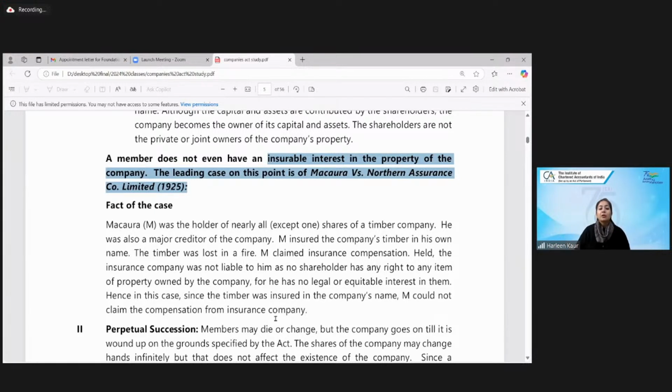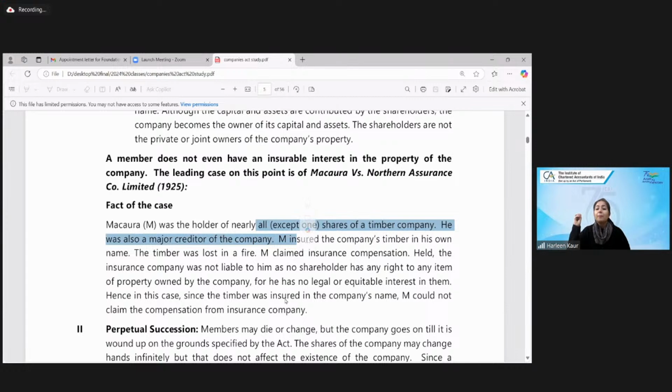So let's read the case law. Makara was the holder of nearly all except one shares of a timber company. So Makara was the owner, he was holding 99 shares, and one share was being held by somebody else. So he was the largest shareholder, the owner of the timber company. And he was also a major creditor of the company. So he had also given certain money to the company which needed to be paid back to him.